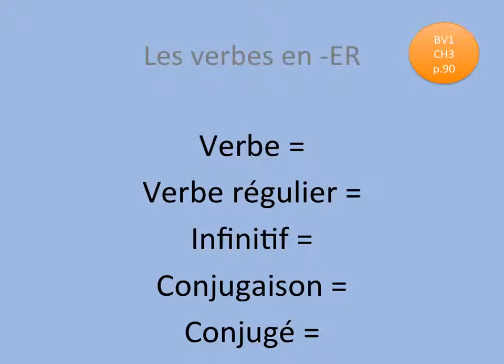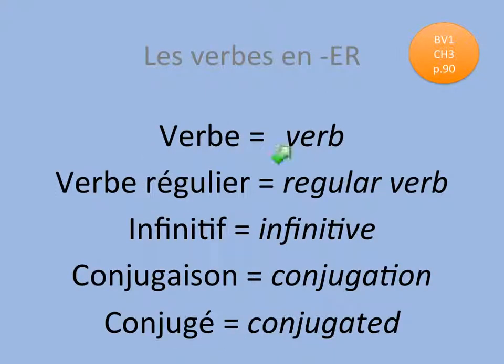Some key words we need to understand and be able to translate are verb, verbe régulier, infinitif, conjugaison, and conjugué. Verb is a verb. Verbe régulier, regular verb. Infinitif, infinitive. Conjugaison, conjugation. And conjugué, conjugated.